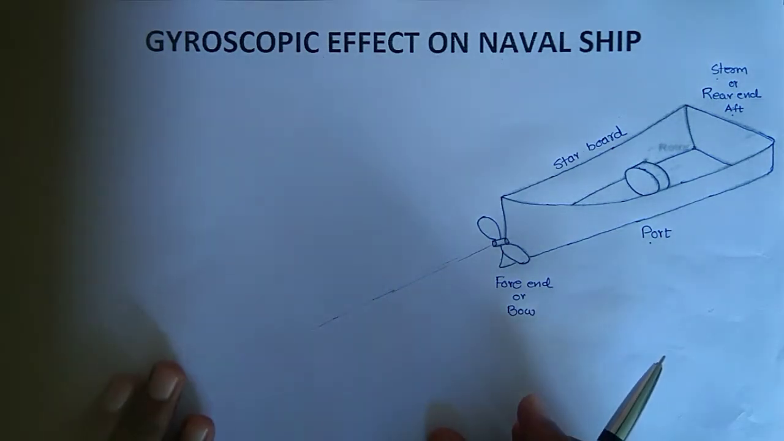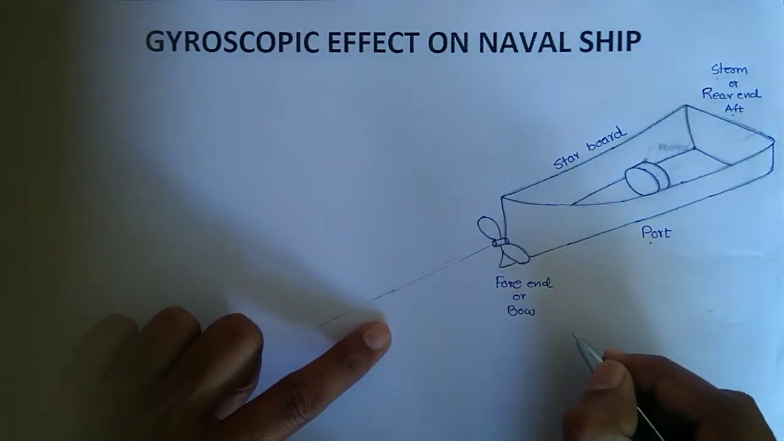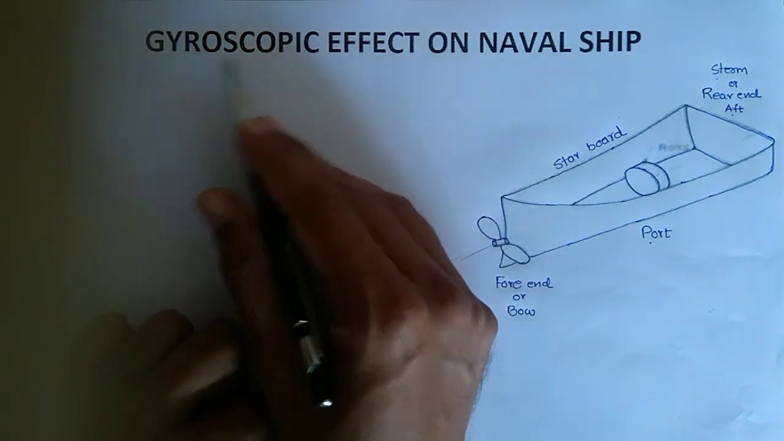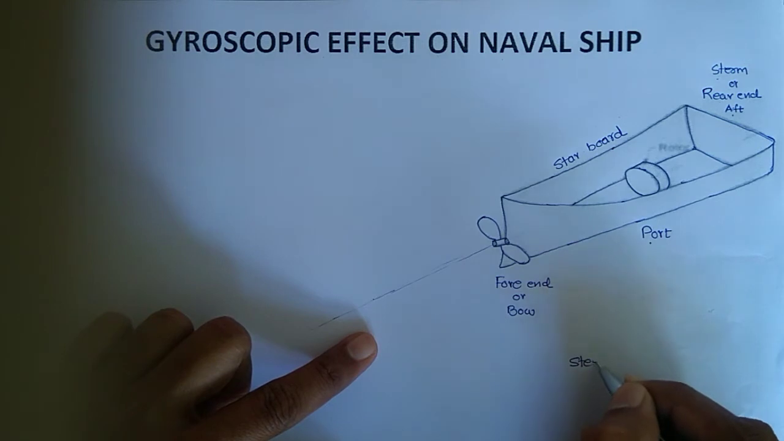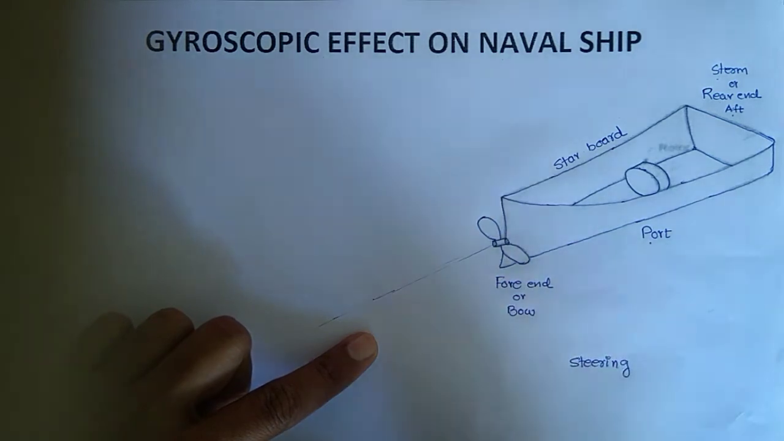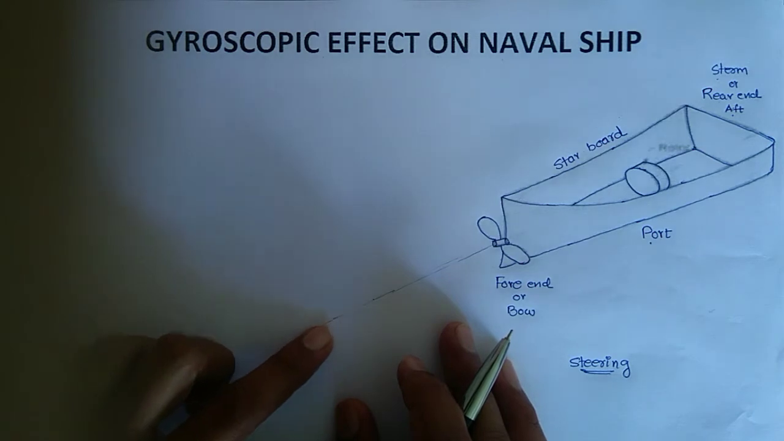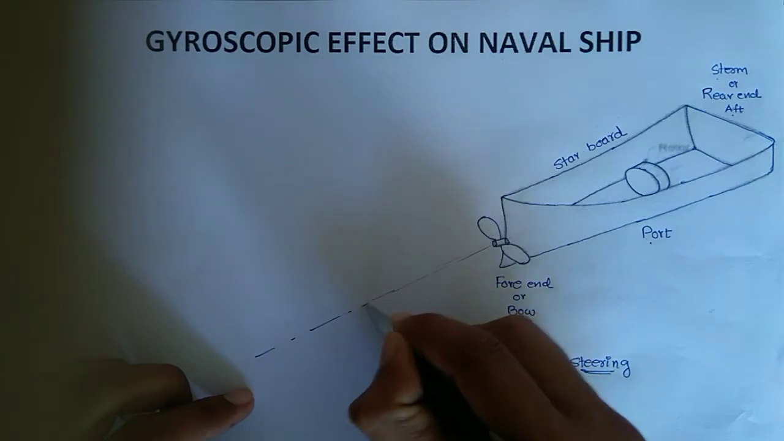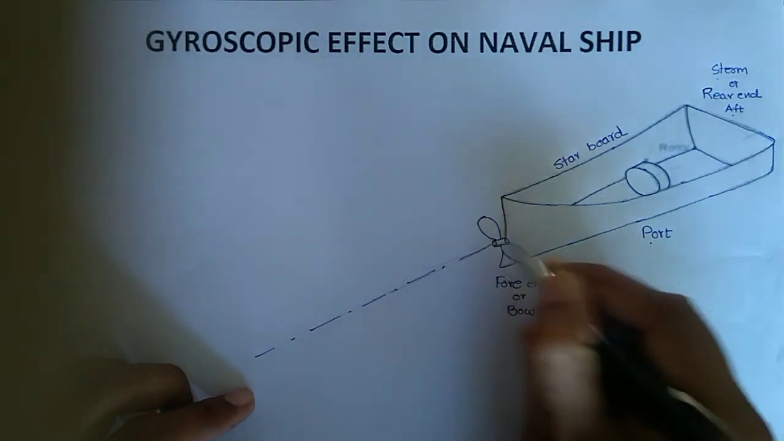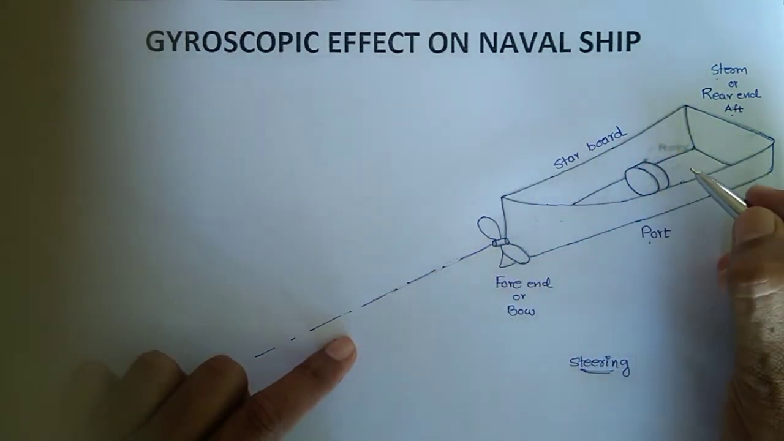Now in this lecture we are going to discuss only the gyroscopic effect on a naval ship during steering. So we are going to discuss the steering effect on a naval ship. Let us first consider what steering is. This is the axis of rotor.